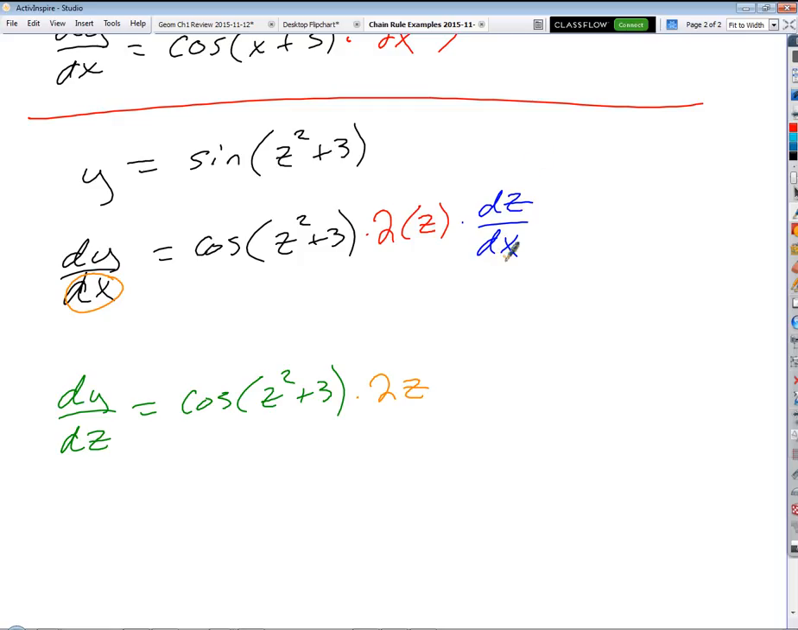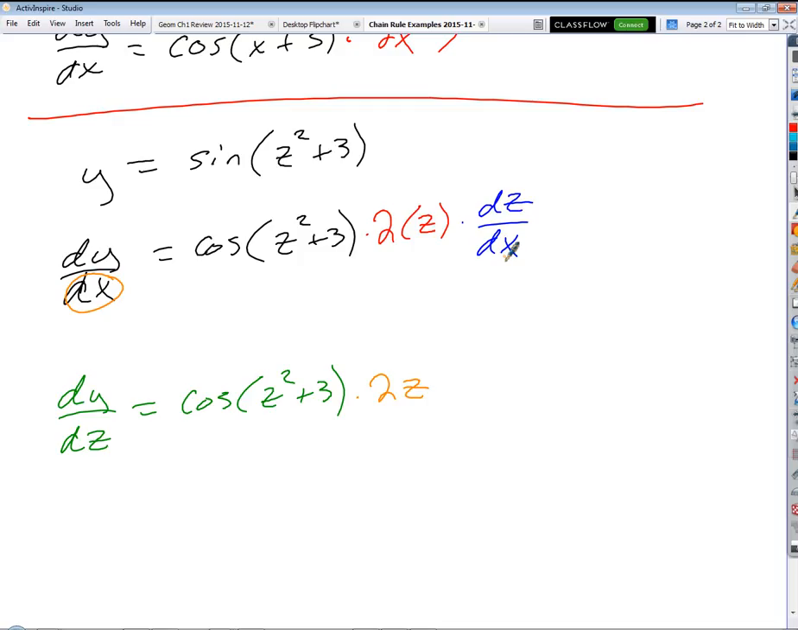Presume that I am not given what z is as a function of x, and so I can't go any further, but if I did know, I could. It's just like when we have a u. Exactly. Now, any questions on that so far?